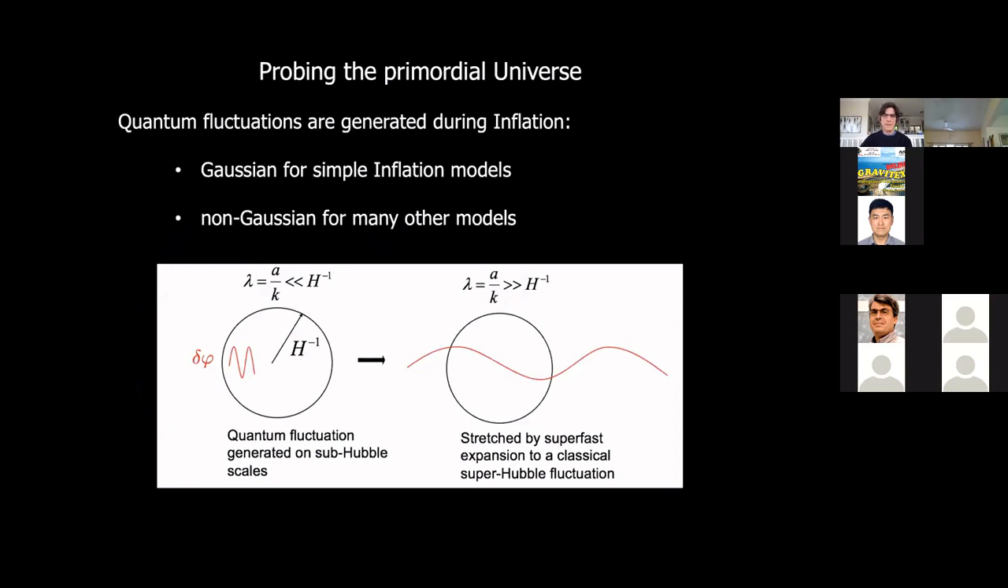These fluctuations are generated on very small and certainly sub-Hubble scales during inflation. And the superluminal expansion happening during inflation rapidly stretches these quantum fluctuations to be super-Hubble and to become classical fluctuations. And these are the seeds for what we see in the radiation through the CMB and in galaxy surveys through matter perturbations. The important point that I want to focus on is that these fluctuations are essentially Gaussian for the most simple inflation models, but certainly non-Gaussian for most models, many other models, and multi-field models in particular.